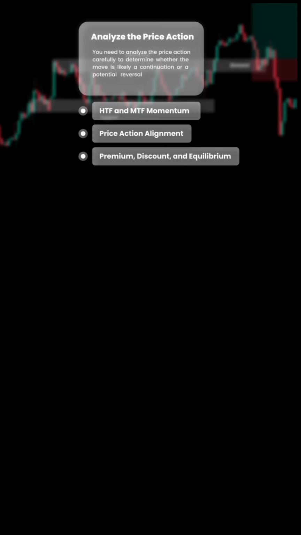What is the higher and medium timeframe momentum? Does the price action align with the higher timeframe direction? Is the price currently trading at a premium, discount, or equilibrium level? These are the timeframes we can look at to identify our higher timeframe.